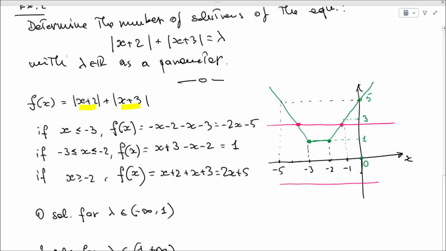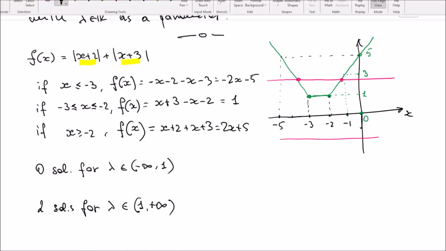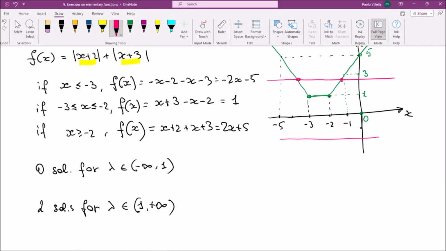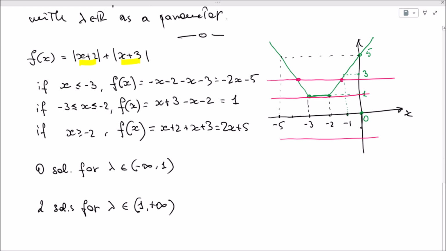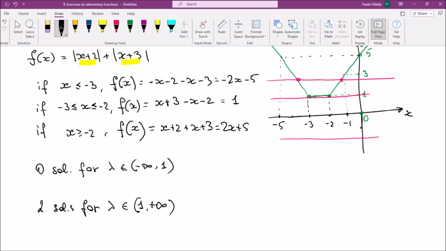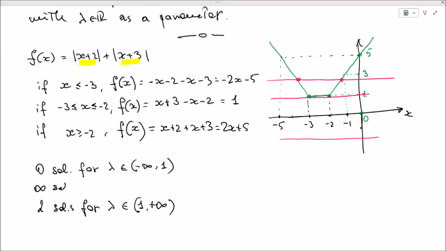And finally, if instead we have a line that is just crossing the y-axis at 1, well, we have a continuous intersection, namely the segment that goes from -3 to -2. So that implies that there will be infinitely many solutions for lambda that belongs to the set {1}, and all these solutions are the infinitely many points of this segment. Good.